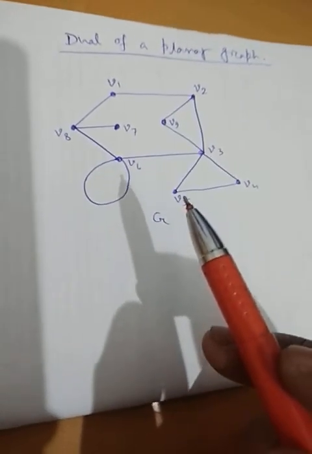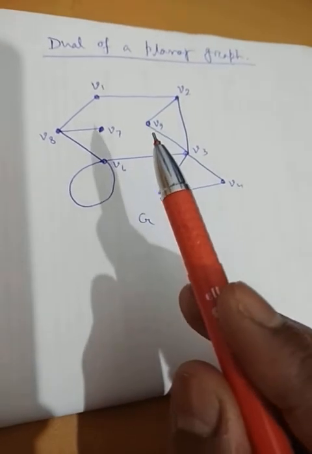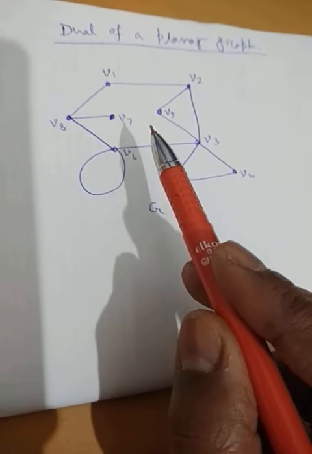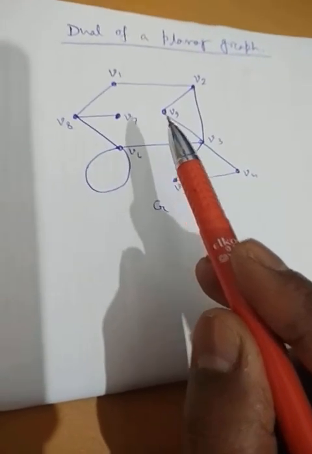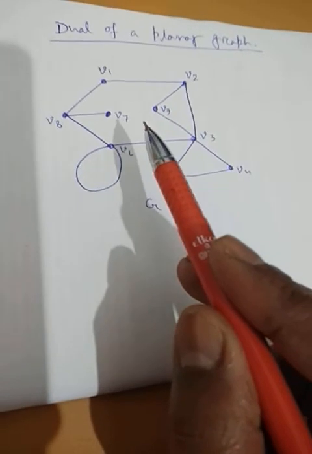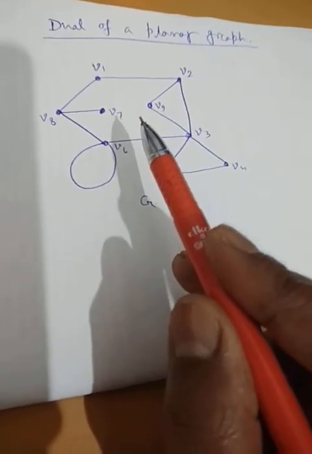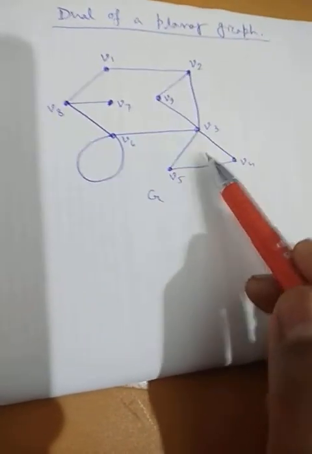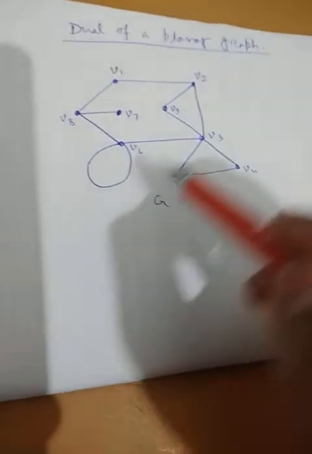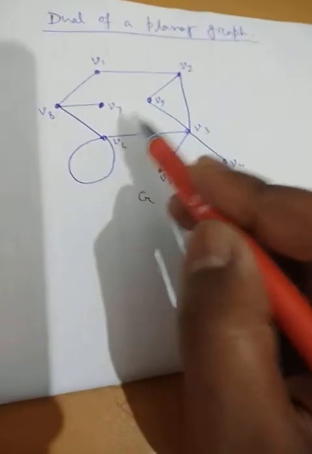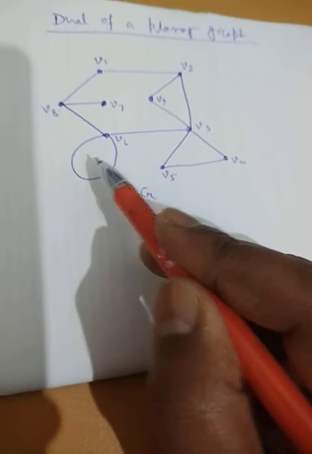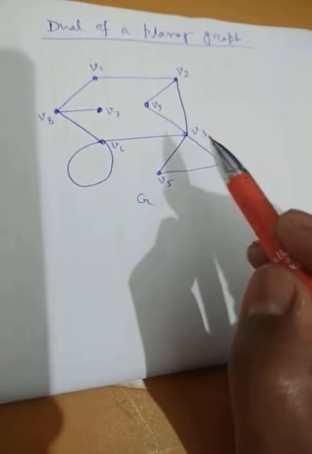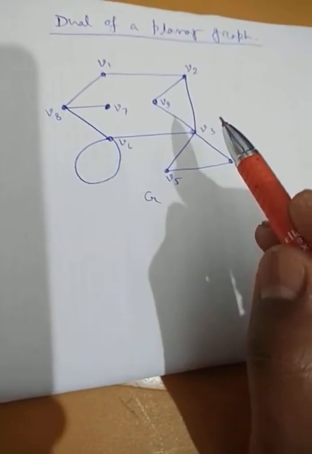Okay. Now first we have to plot the vertices of the dual graph. Now how to plot the vertices? Remember that the number of faces in the original graph is always equal to the number of vertices in the dual graph. Now here we can see that in this planar graph there are 1, 2, 3, 4 and the outer face, total 5 faces. So in the dual of this graph there will be 5 vertices.